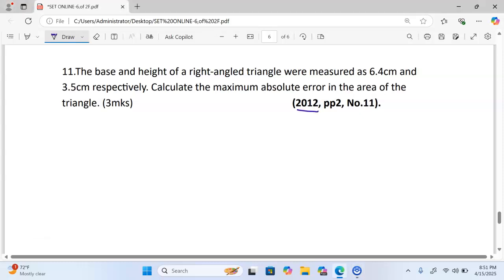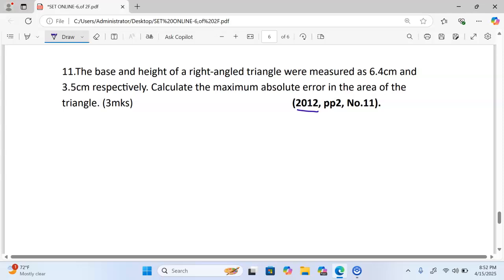We are presenting a question that was done in KCSE 2012 paper 2 question number 11. The question reads: the base and height of a right angle triangle were measured as 6.4 centimeters and 3.5 centimeters respectively. Calculate the maximum absolute error in the area of the triangle. 3 marks.